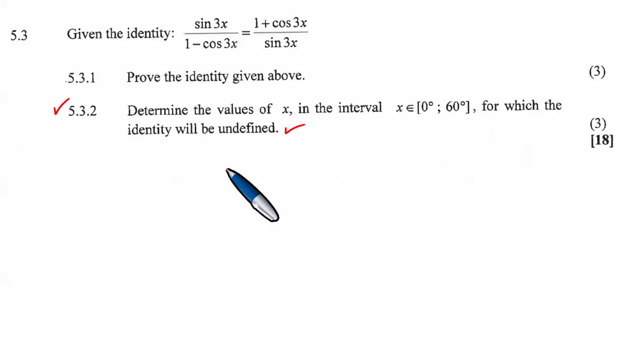How do we deal with undefined identities? And what are the values of x? What do you think? It's when the denominator is 0. Excellent stuff. It's when the denominator is 0. So when is the denominator 0 here? What do you think?